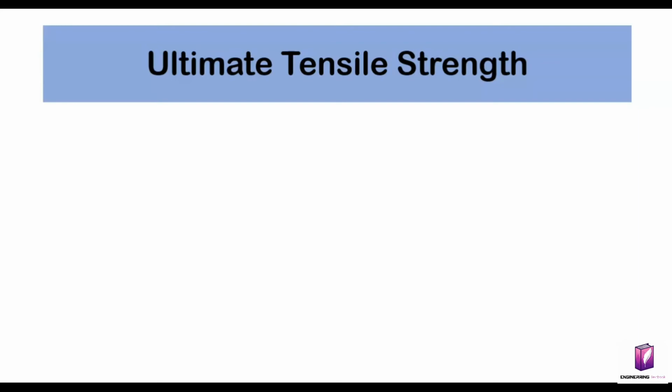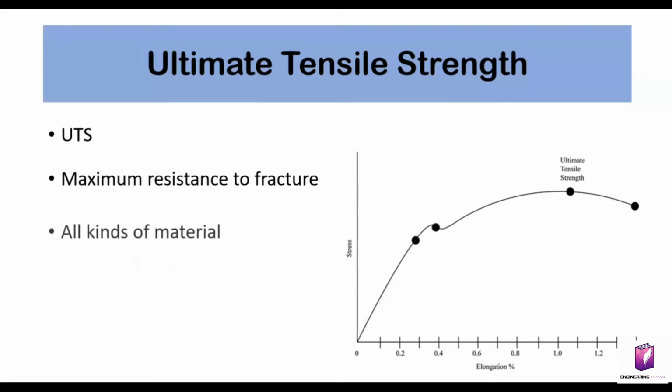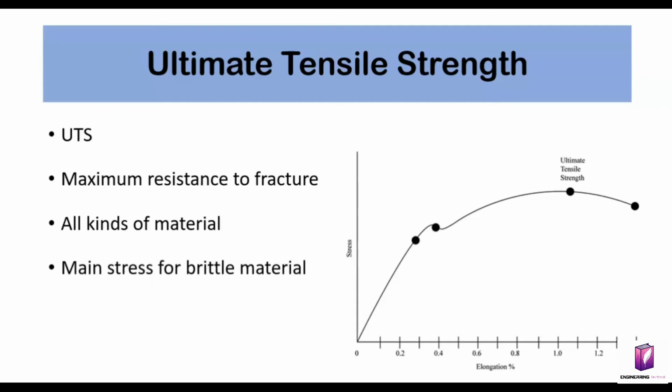Ultimate tensile strength. The ultimate tensile strength is the maximum stress value before failure, and it is the highest stress value in any curve. It is denoted by UTS. It's basically maximum resistance to fracture. Ultimate tensile strength can be determined precisely for all kinds of material. Ultimate tensile stress is also used as the main stress for brittle materials design calculation.